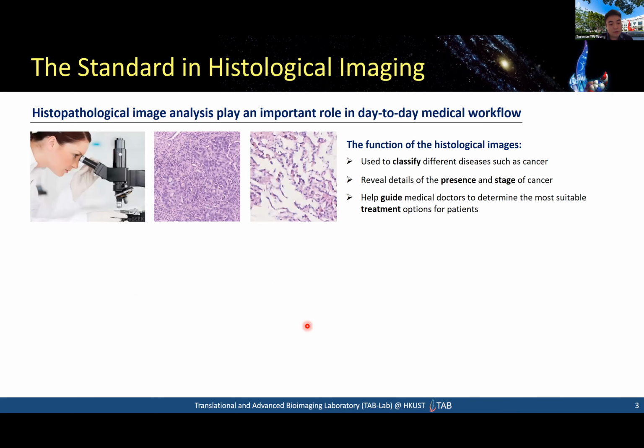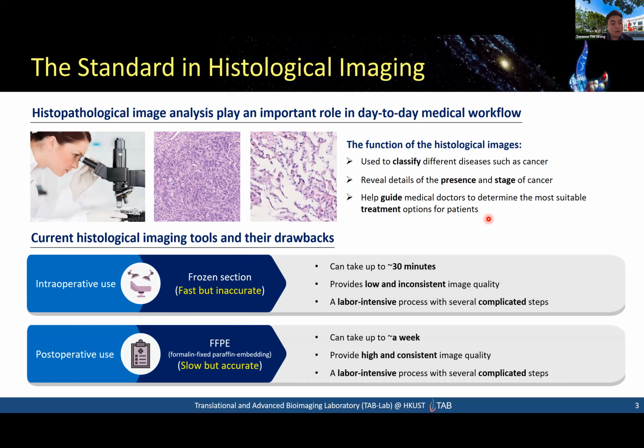For histopathology, for those who may not know, these histological or histopathological images, like these pink and purplish colored images, are those images that pathologists will view under the microscope after slicing very, very thin sections of biological tissues. The function of those images is very intuitive. You basically use them to classify different types of diseases, such as cancers. And you can also try to track the presence or stage the cancers accordingly. So at the end, what's the outcome? Then you can guide the medical doctors to provide the best treatment for the patients at the right time point.